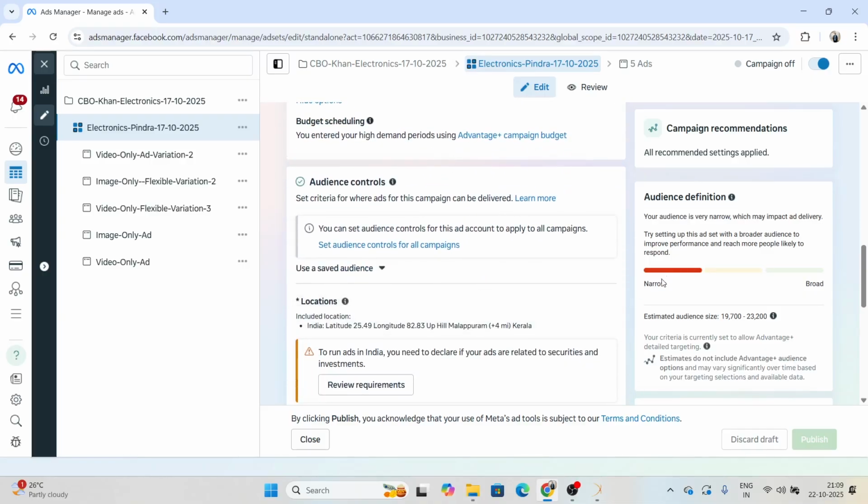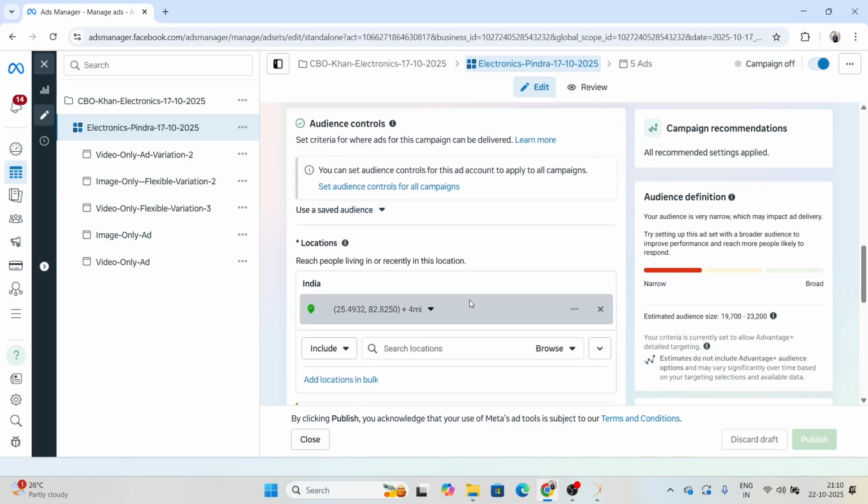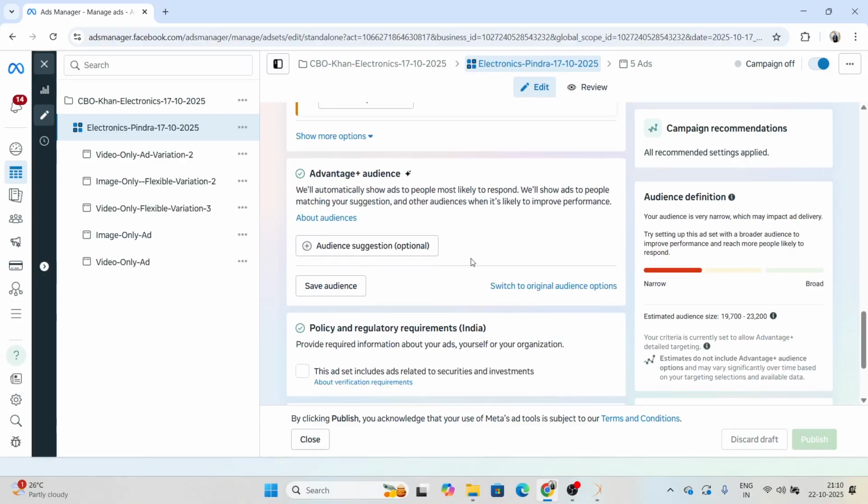As for the location, you can see here, it is too narrow. On the 19th, the client asked us to narrow down the audience further. So as you can see, it's 4 miles. We used to do 10 miles. I won't suggest this, but it was our client and he was asking us to do this, so we did this.